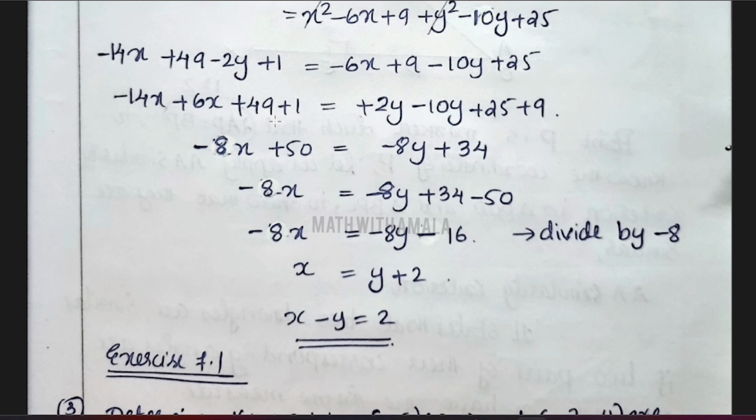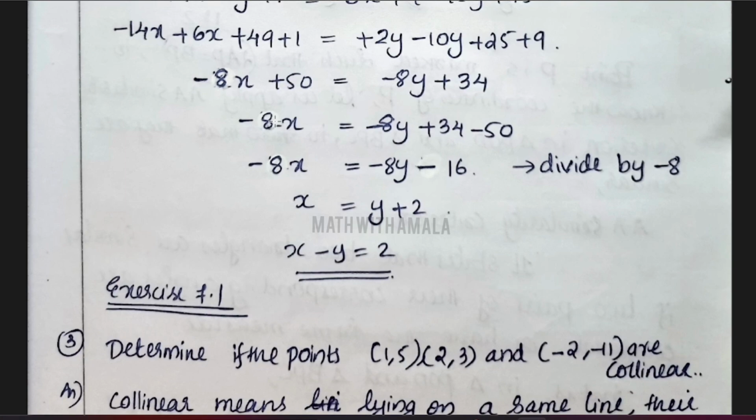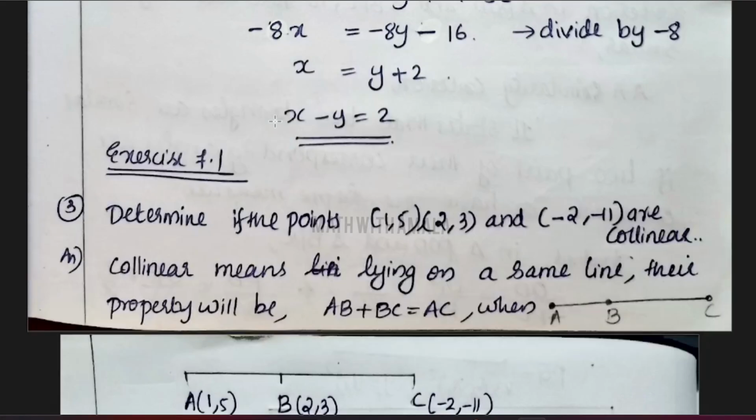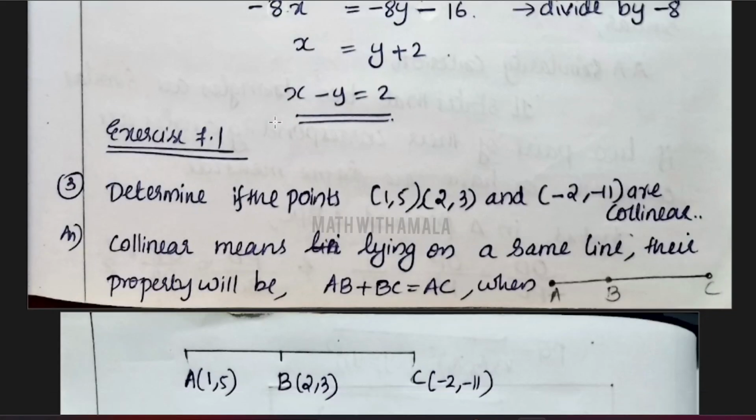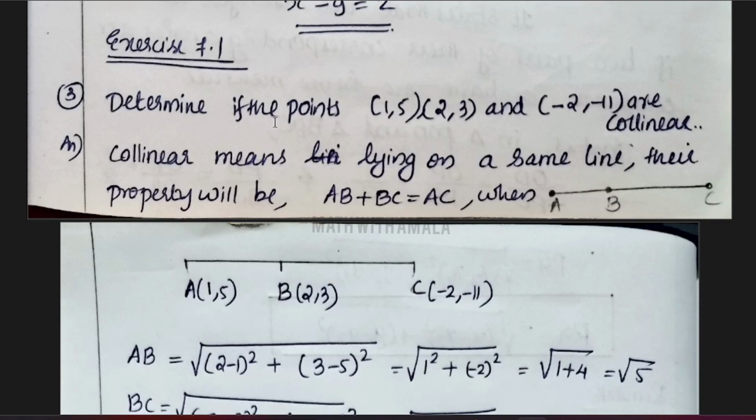Now let's move to the exercise number 7.1. Third question. Determine if the points (1, 5), (2, 3) and (minus 1, minus 11) are collinear.